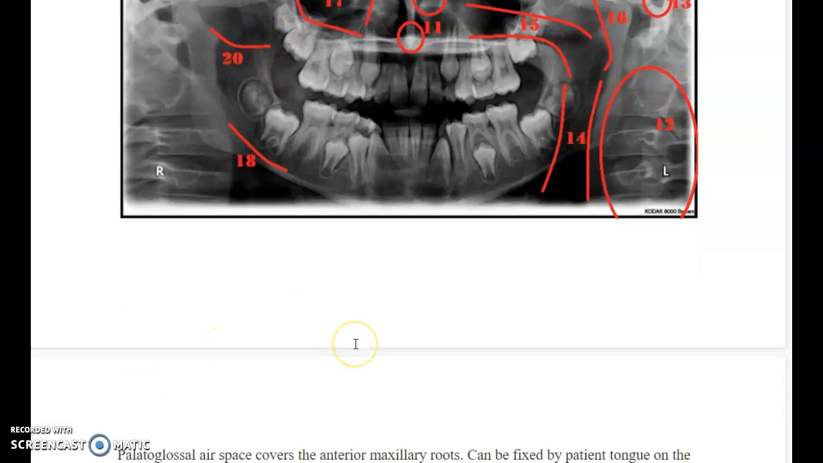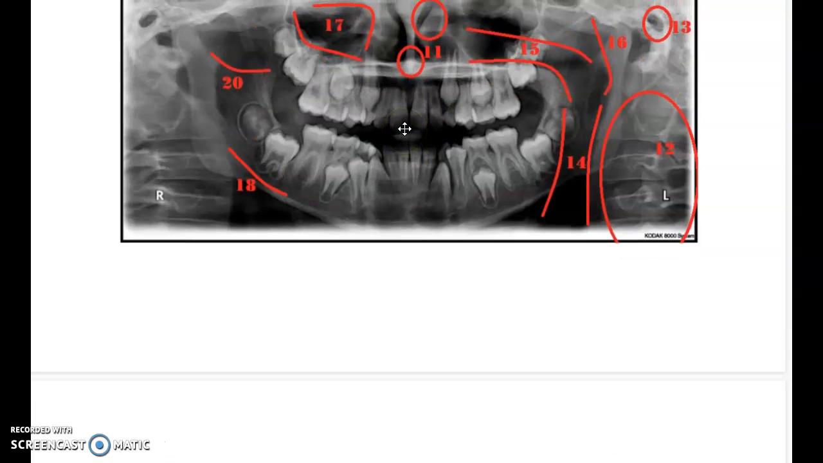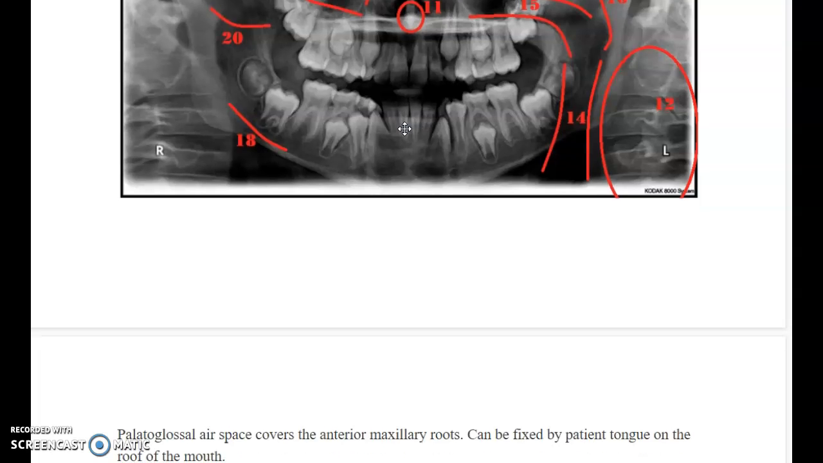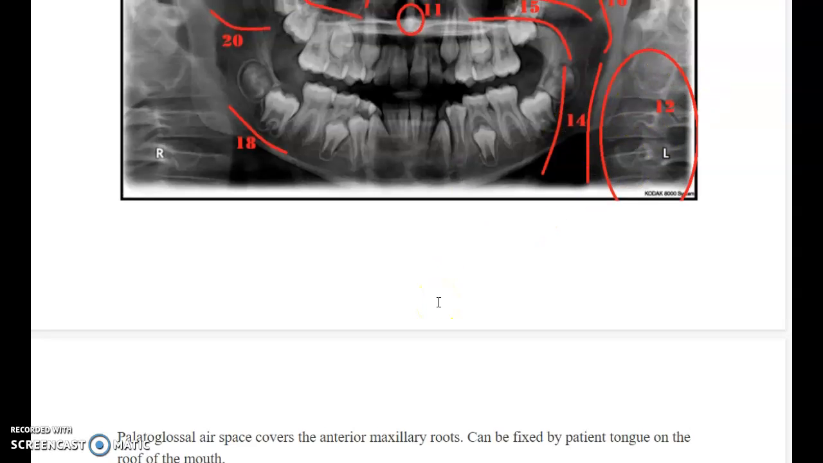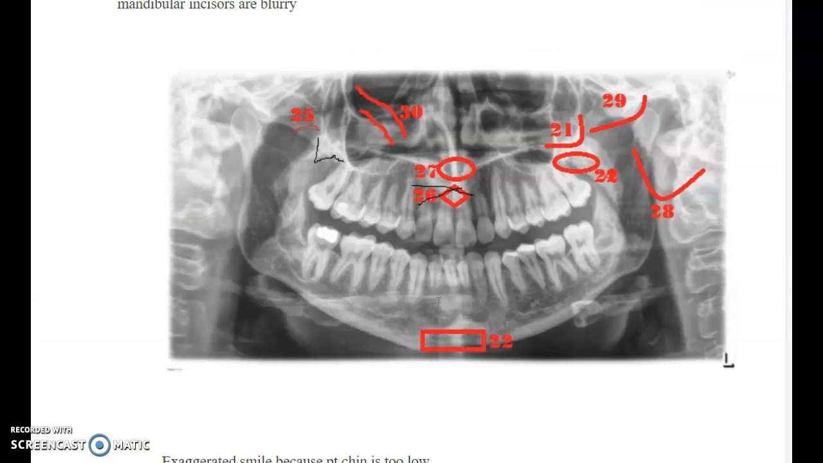So with this X-ray, the palatoglossal airspace covers the maxillary anterior roots. The way you can fix this is by putting the patient's tongue on the roof of their mouth. And then the smile looks okay, but it can be improved as well. Maybe the patient's chin position is too low, causing the spine to be too pronounced on the image. We're going to move on to the next one.